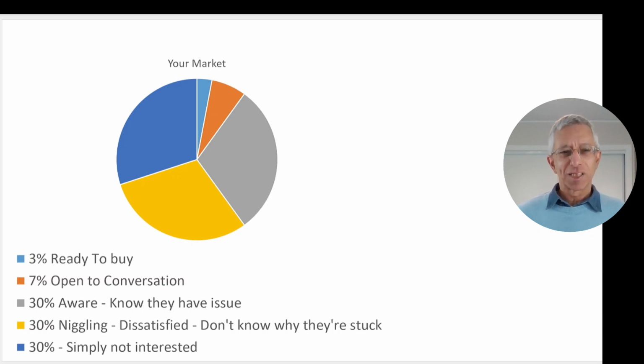And the smallest segment, interestingly, is the 3% that are ready to buy. Now, think about how you go about buying anything. The chances are that you are going to go and do your research. You're going to look at websites, testimonials, reviews. You're going to ask your peers before you make a decision. And that doesn't matter whether it's something relatively inexpensive all the way to something that's really expensive and really complex.